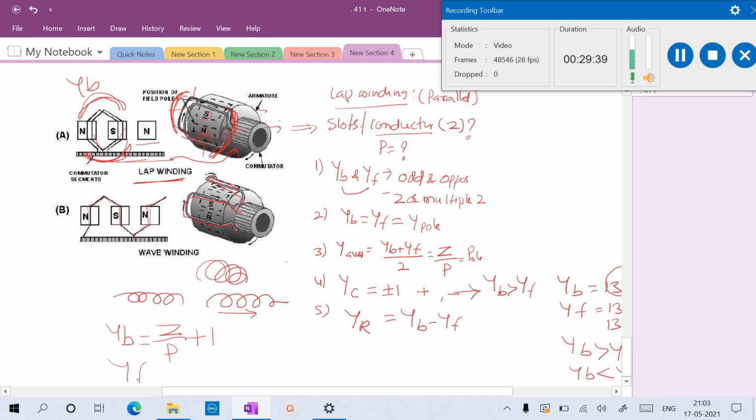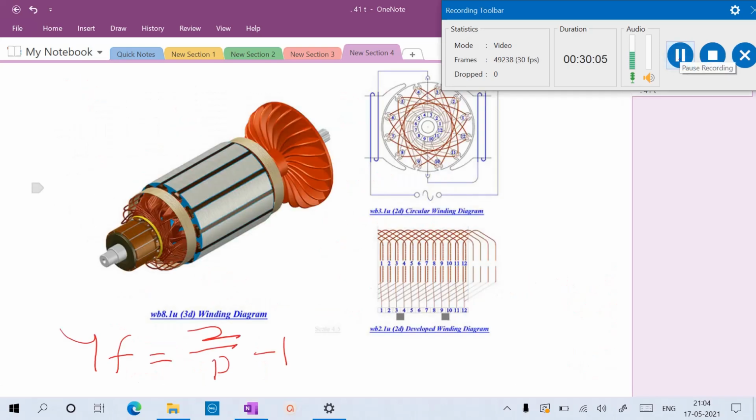And for the front pitch YF, if you know the back pitch, take the difference by 2. But is it progressive or retrogressive? For progressive, we can simply subtract, so that is equal to Z by P minus 1. So these are some salient points, dear students, to complete this topic. Now we will take one example problem, a practical example.